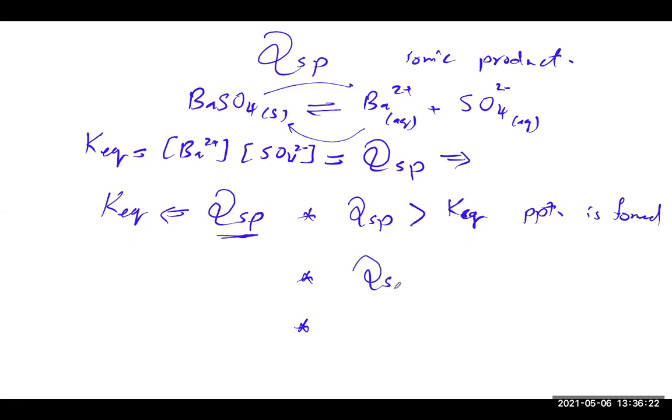If Qsp is equal to K equilibrium, you will not have a precipitate because the ions are only dissolved in water, so you will not find a precipitate formed. If Qsp is less than K equilibrium, also you will not find a precipitate because you have a small amount of ions, so you can add more and form the solution. Okay, now let's start with solving problems.